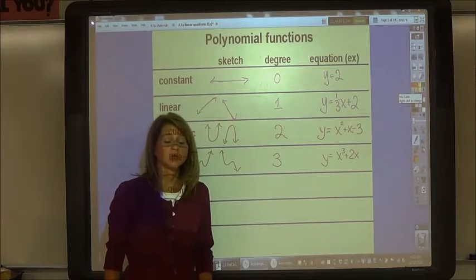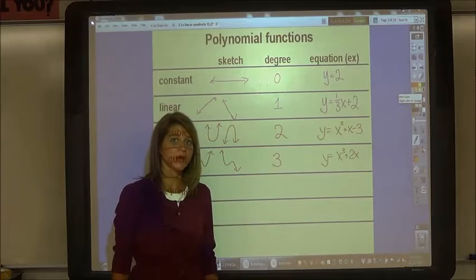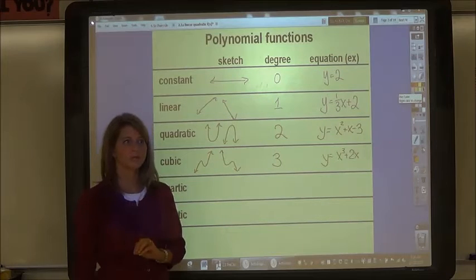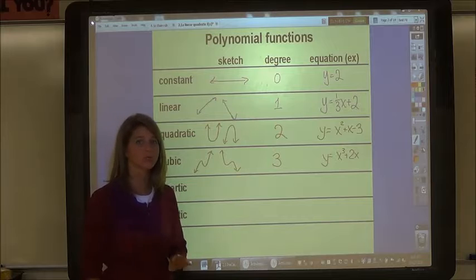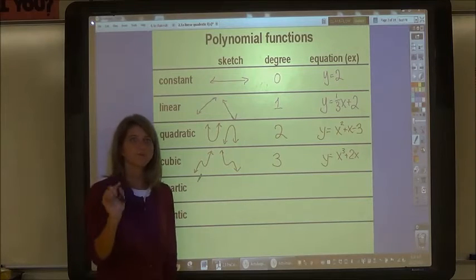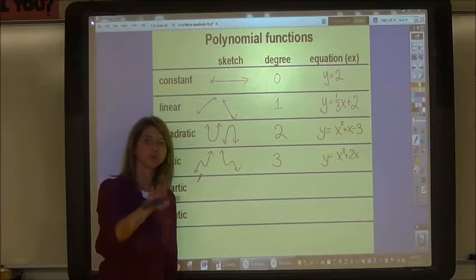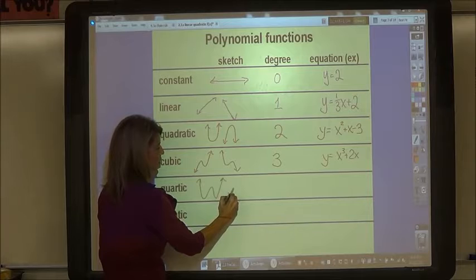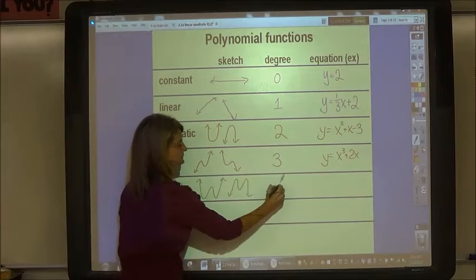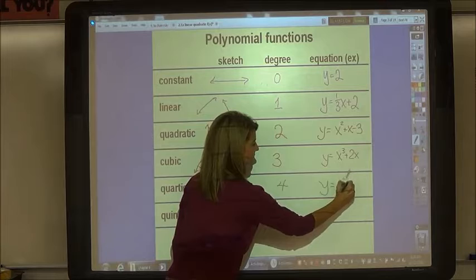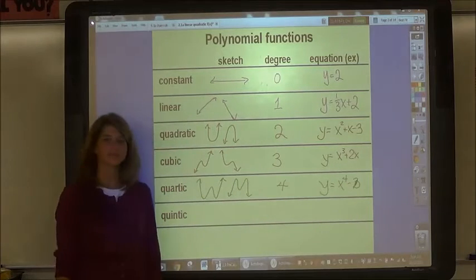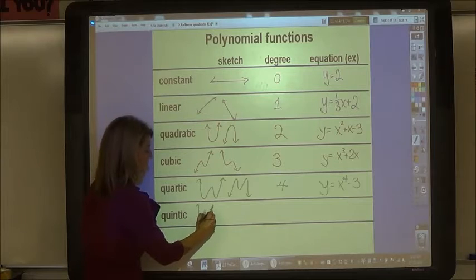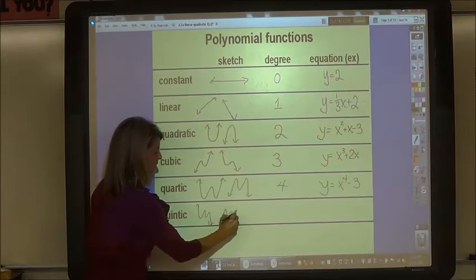Now we're into ones that maybe you haven't had before, but I bet you see this pattern. Quartic says degree 4, quart, like 4 quarts in a gallon or 4 quarters in a dollar. It has 4 sections to it: 1, 2, 3, 4. So quintic is degree 5, with 5 sections: 1, 2, 3, 4, 5.